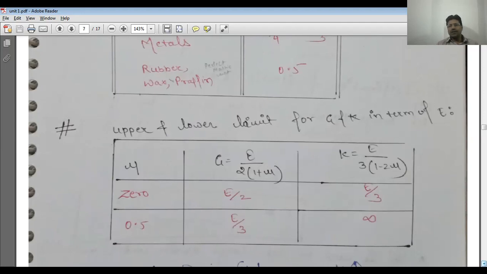When Poisson's ratio is 0, the relation between K and E will be K equals E by 3, and when mu equals 0.5, the value of K would be infinite, because it can be seen from here, 1 minus twice mu. If we place 0.5 in place of mu, that is Poisson's ratio, 2 into 0.5 is 1, and 1 minus 1 is 0, 3 multiplied by 0 is 0, E by 0 is undefined, so the value of K will be undefined when Poisson's ratio is 0.5.